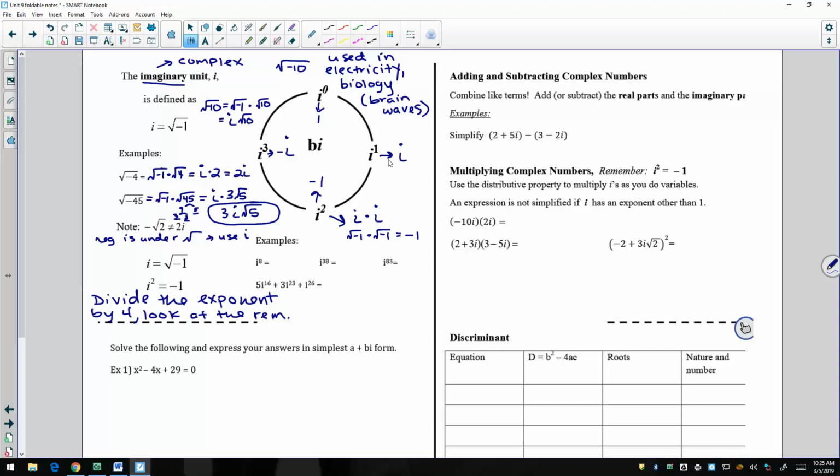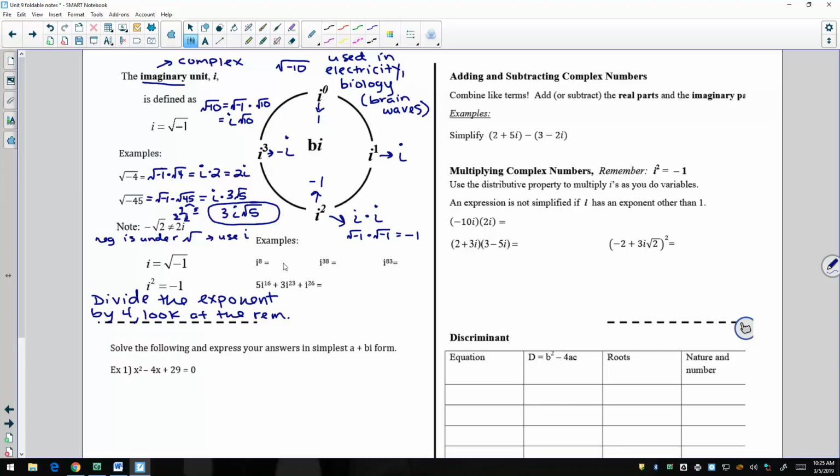If there is a remainder of 1, that would mean it's equal to i to the 1st. If there's a remainder of 2, it's equal to i to the 2nd. If there's a remainder of 3, it's equal to i to the 3rd. So that's how you tell which i that i is equivalent to. So let's do an example.